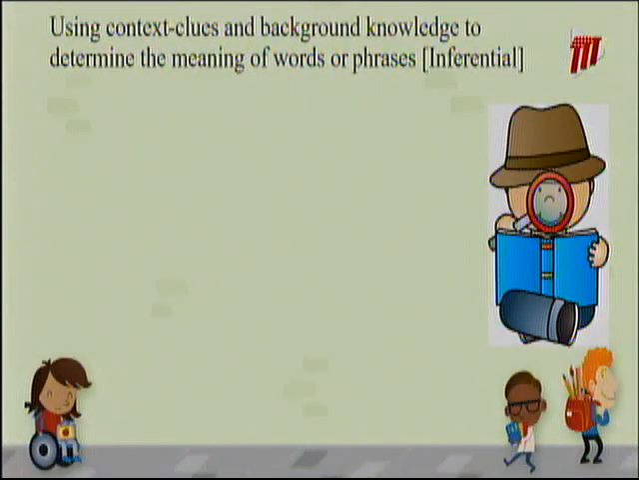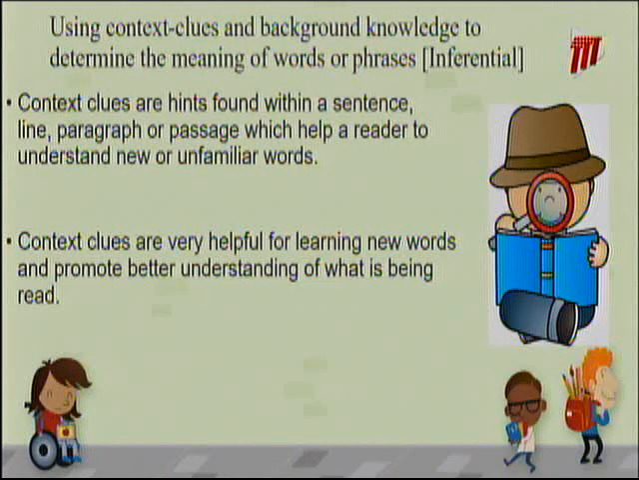Let's look at our second objective in this part of the lesson. This objective deals with using context clues and background knowledge to determine the meaning of words or phrases. Because we are asked to use our knowledge together with what is presented in the poem again, these would be inferential questions. Context clues are hints found within a sentence, line, paragraph, or passage which helps a reader to understand new or unfamiliar words. Context clues are very helpful for learning new words and promote a better understanding of what is being read.